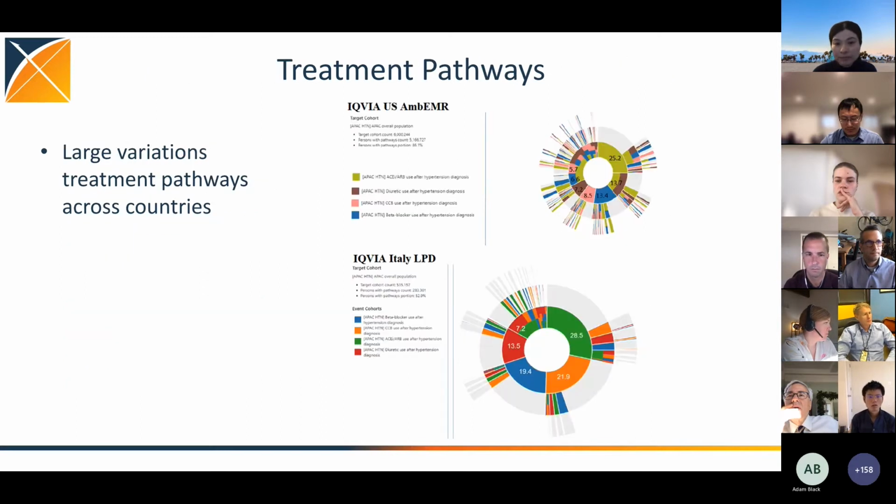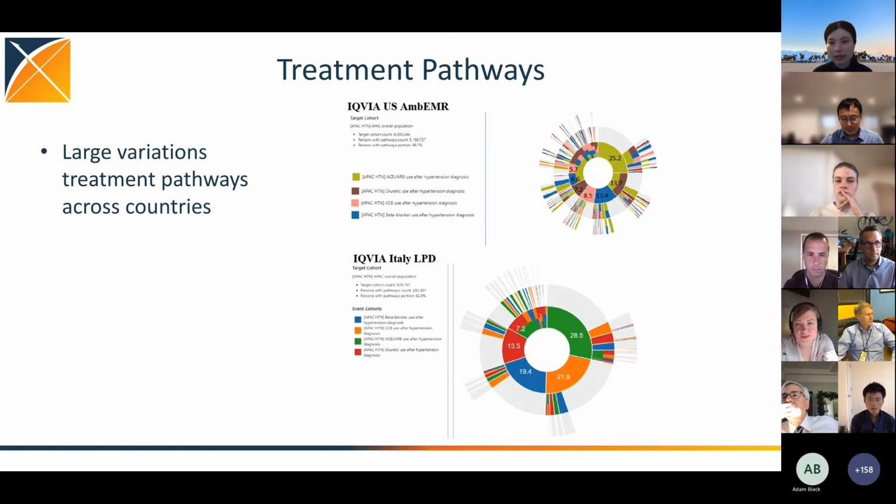Next slide. And then here we're looking at the treatment pathway. Again, just selecting two databases as an example, looking at the IQVIA US database and the IQVIA Italian database, we see large variation in treatment pathway across countries. It seems in the US database, there are many more layers and more complexity in using the drugs, whereas in Italy, the layers are fewer, and you can see a more homogeneous treatment utilization pattern within the Italian database.